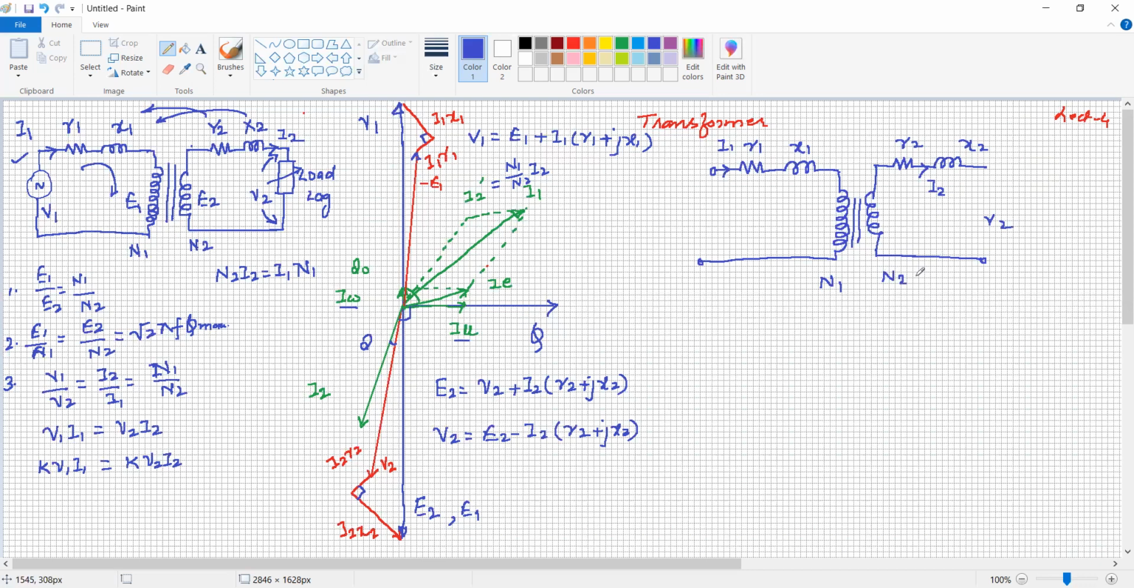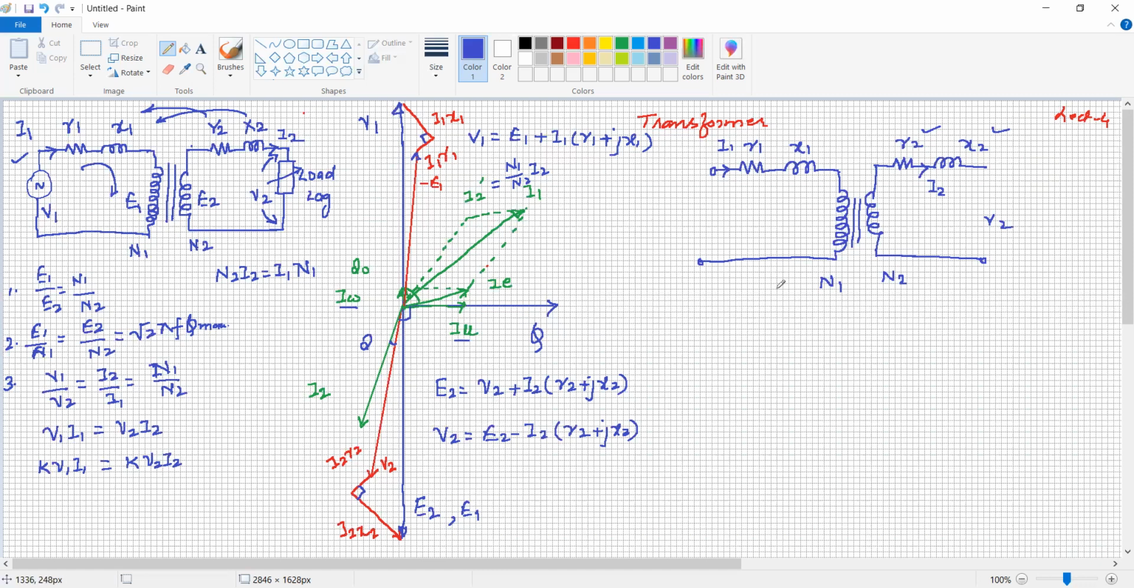Now our aim is to transfer the resistance and reactance, either to the primary side, or, for R1, X1, R2, X2, refer them to the secondary side. It is only for calculation purposes. There is no physical change in the transformer. It is only for our simplicity in the calculation.